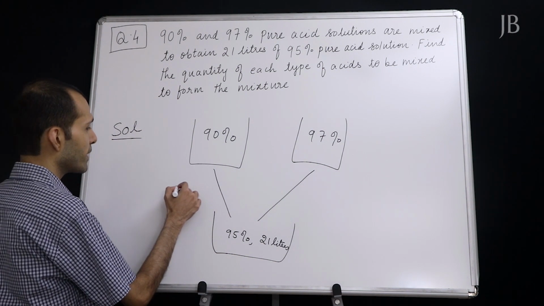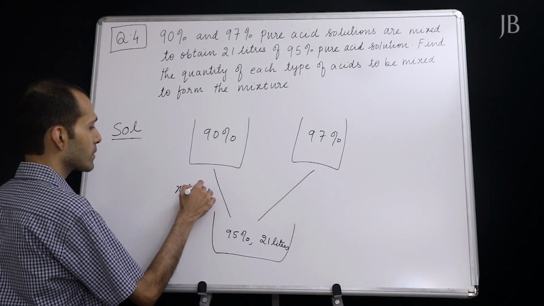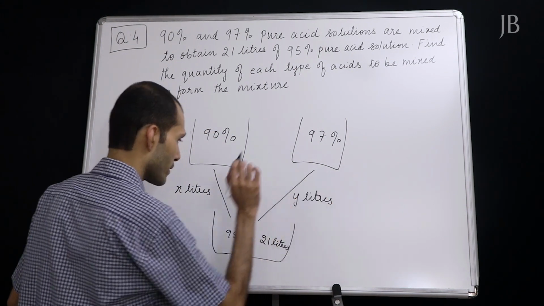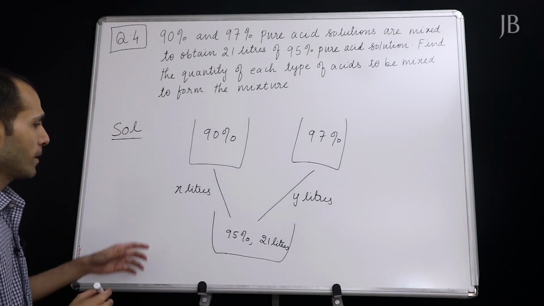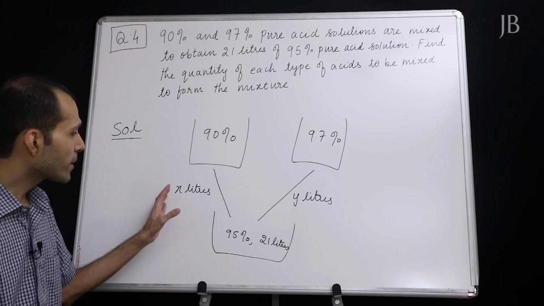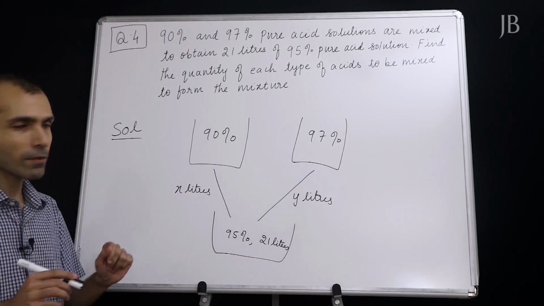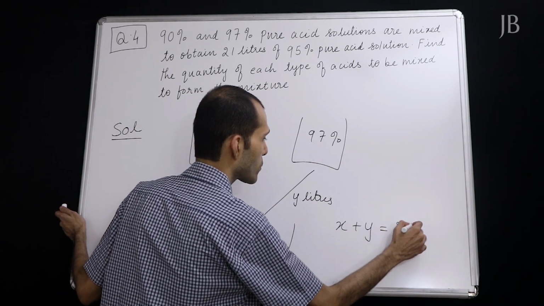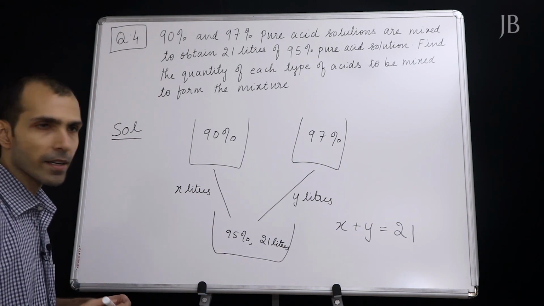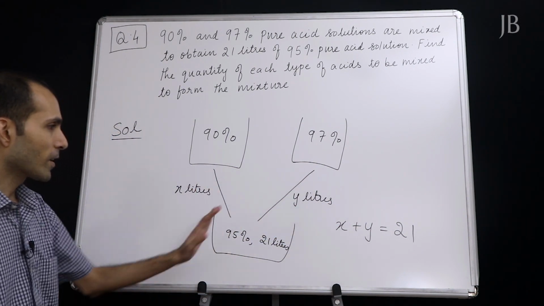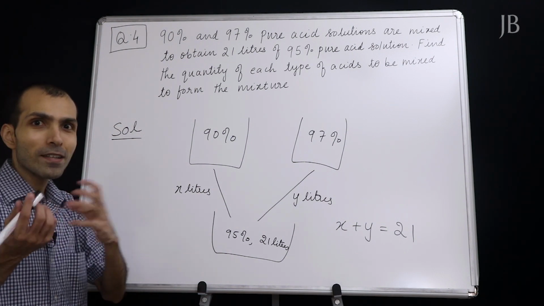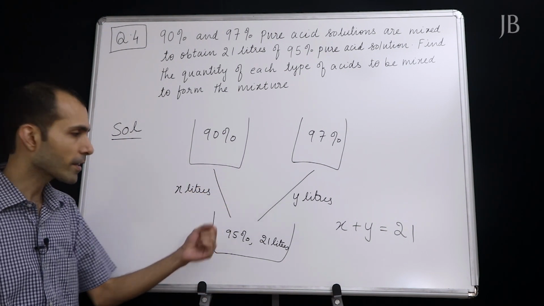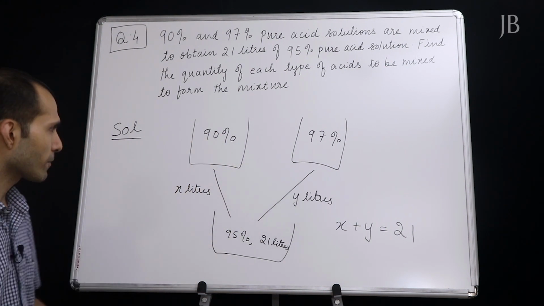So what do we do? We say, let's take x liters from here. And let's take y liters of acid from here. Fine with this? What is the thing? Quantity should be 21 liters. That is the condition given. So x plus y will be 21. One condition is satisfied, that is the quantity condition. So if we need 21 liters, take x liters from here and y liters from there. So x plus y will be 21. Fair enough.